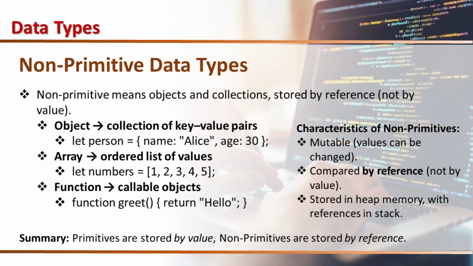Next, we have non-primitive data types. Non-primitive types are objects and collections that are stored by reference rather than by value. These include objects, which are collections of key-value pairs, arrays, which are ordered lists of values, and functions, which are callable objects that can be executed to perform tasks. Unlike primitive types, non-primitives are mutable, meaning their contents can be changed after they are created, and multiple variables can reference the same object or collection.